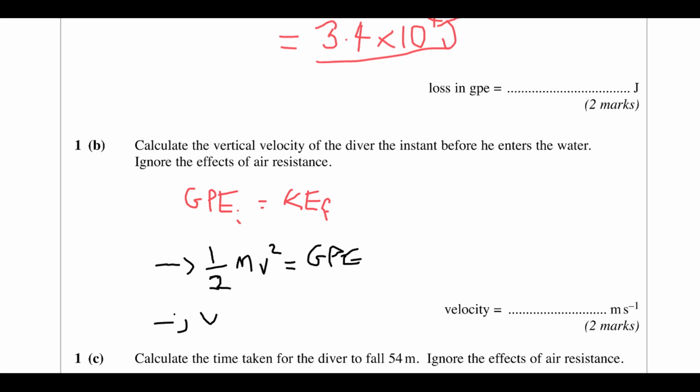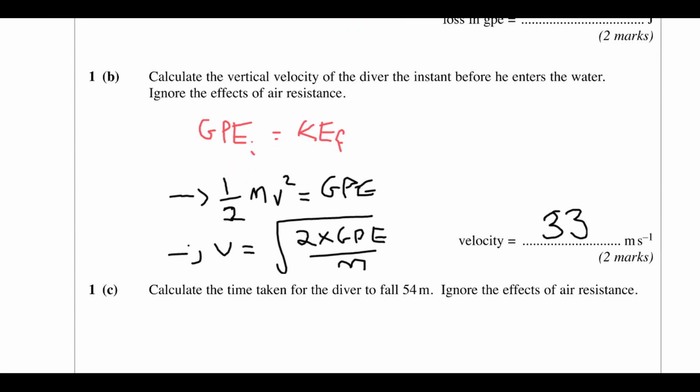So if we want the velocity, we're going to multiply GP by 2, because we're going to get rid of the half, divide by the mass, and square root. So if we do that, we take our answer to the previous question, times by 2, divide by 65, square root it, we get 32.55, so that's 33 meters per second, to 2 significant figures there.